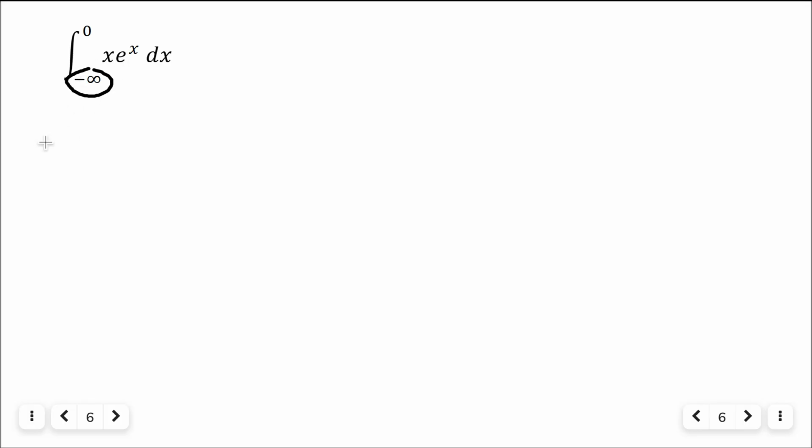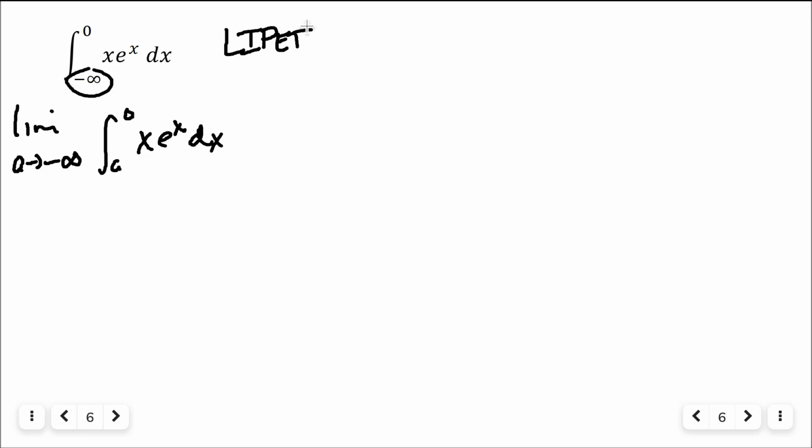So let's take this negative infinity out of here. We got the limit as a goes to negative infinity, then the integral from a to 0, x e to the x dx. So now the question is, how do I integrate this thing? Well, x times e, these are multiplied. I can't use substitution. This is a parts problem.